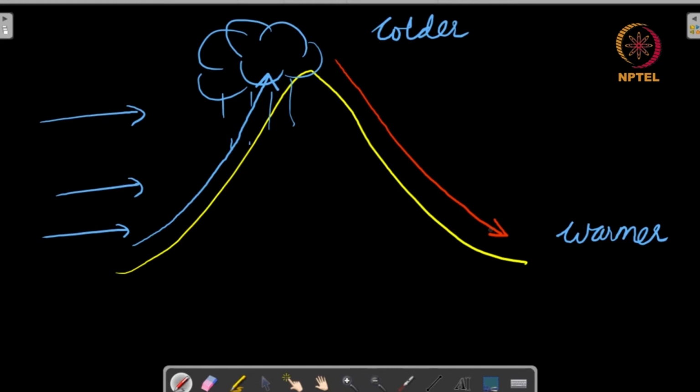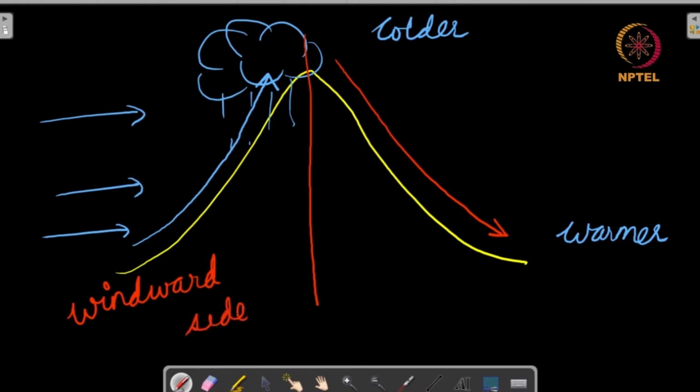Then when the winds descend on the other side of the mountain, they become warmer, and when they become warmer, they do not cause any rainfall in these areas, because for rainfall to occur there has to be condensation, and condensation means that you need to cool the air. Now when the air becomes warmer, you do not get any rainfall in this region. So these mountains can act as a climatic divide, a rain divide. So this portion is known as the windward side, and this portion is known as the leeward side.